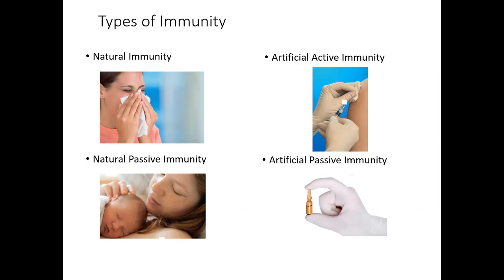Our natural passive immunity results when natural antibodies are passed from one body to another, such as from a mother to baby through the placenta or through breastfeeding. Our artificial passive immunity is when we receive serum from another person or animal that has already produced the antibodies against the pathogen. This would be the serum treatment for rabies or botulism.